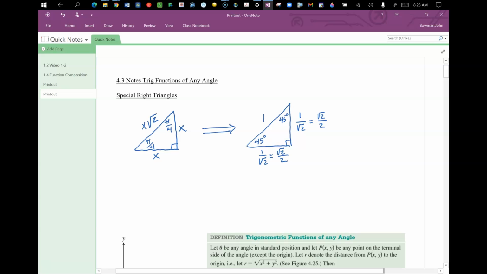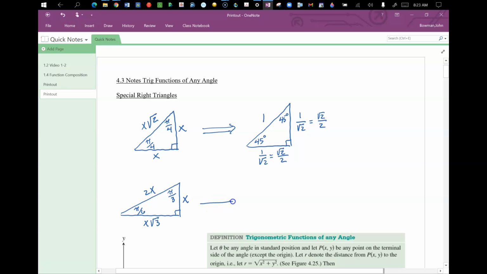All right. The next special right triangle that we want to deal with is the 30-60-90, and in the 30-60-90 I'm going to start with radian mode. So the 30-degree angle pi over 6, the 60-degree angle pi over 3, and the 90-degree angle. If you recall from your days in geometry here, the short leg would have a length of x, the long leg x root 3, and the hypotenuse 2x.